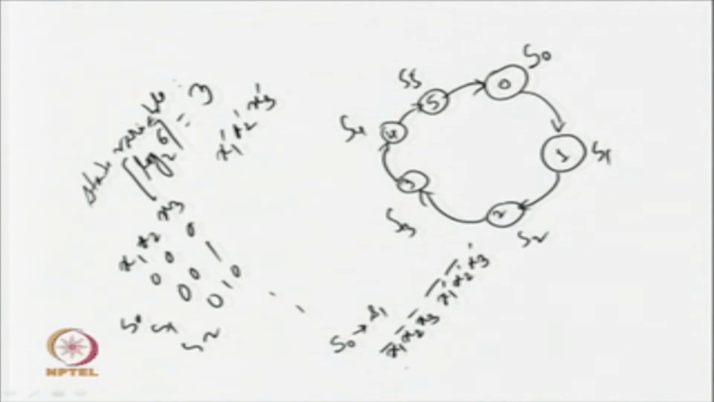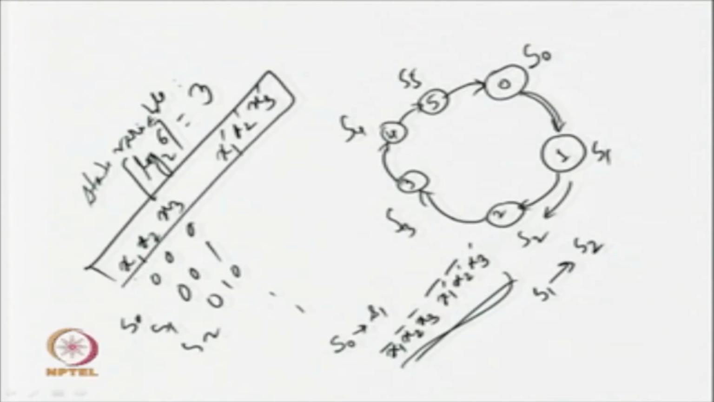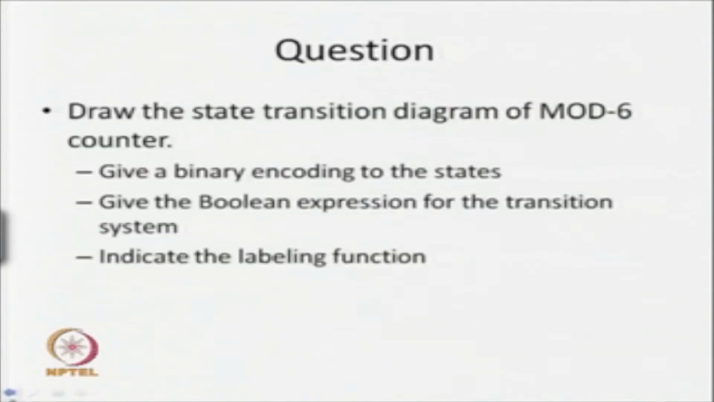So, this is the transition behavior for this particular expression for this particular transition. Similarly, for the second transition also I can represent it, going from S 0, S 1 to S 2. Like that, I can represent all those 6 transitions with the help of these 6 variables x 1, x 2, x 3, x 1 prime, x 2 prime, x 3 prime, and we can now have a Boolean expression for that state transition diagram.